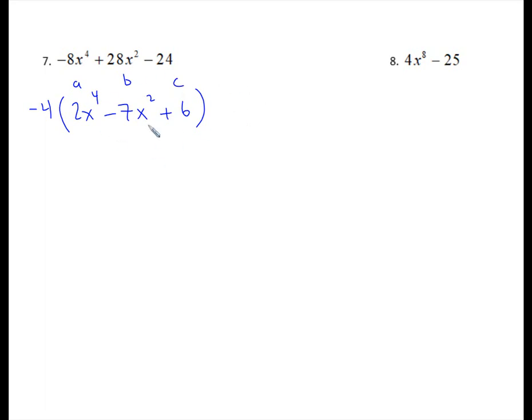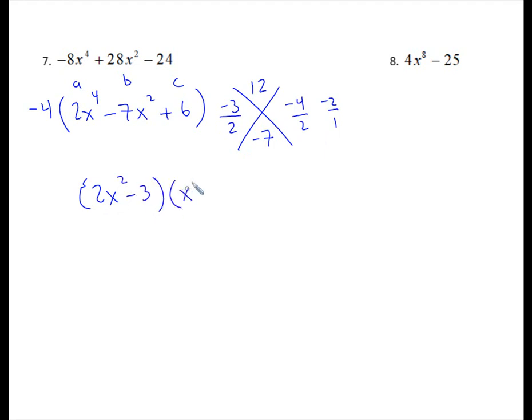So this looks like it's in quadratic form. I've got the x to the 4th here and an x squared in the middle. So I'll factor it using the x. A times c, that gives me 12. B is negative 7. So it looks like negative 3 times negative 4. That'll work for me. Divide by a, which is 2. I can reduce this fraction. This reduces to negative 2 over 1. So my factors are going to be 2x squared minus 3 and x squared minus 2 in my GCF.